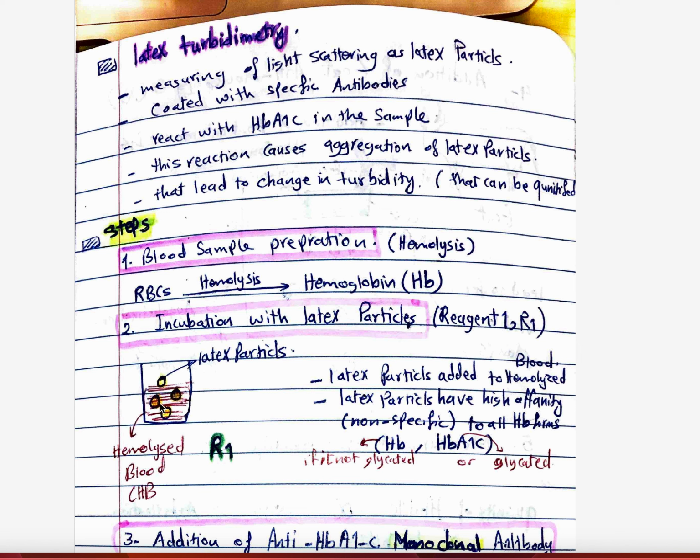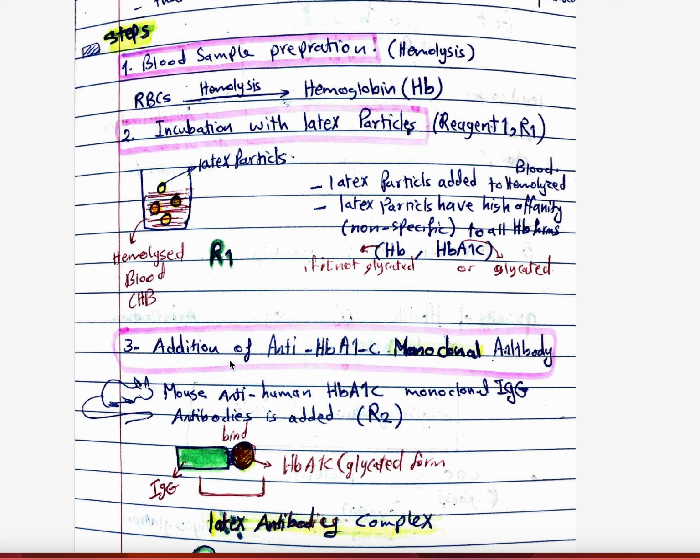So after we add latex particles, I'm talking about the latex turbidity. As you can see here is hemolyzed blood, so we will have free hemoglobin, and we also have glycated hemoglobin, so we have different types of hemoglobin. The latex particles have high affinity for every single hemoglobin, so they will bind to all of them. And then we add the anti-hemoglobin A1C, which is a monoclonal antibody, and as we said before, monoclonal antibodies are more specific. So we add anti-hemoglobin A1C monoclonal antibodies.